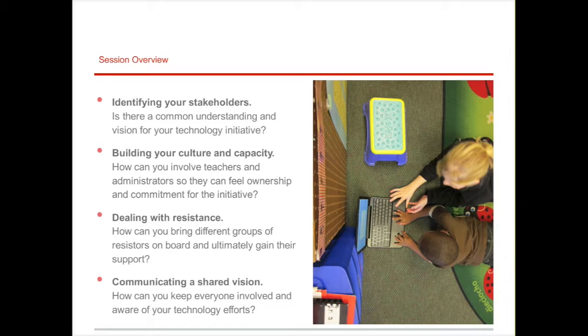So let's get started with a short survey question. In the lower right-hand corner of your screen you have a check and you have an X for no. So yes is the check and the red X is no. I'd like you to answer this one question. Are you currently in the process of implementing a new technology initiative in your school or district right now? So if you just click your checks or your X's.